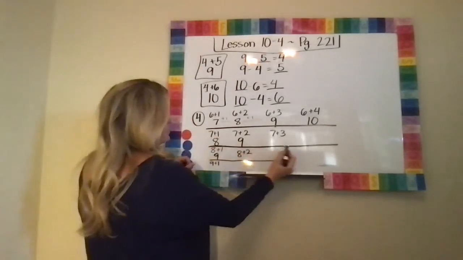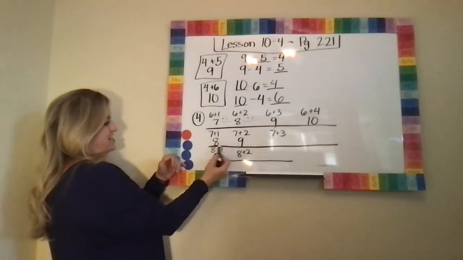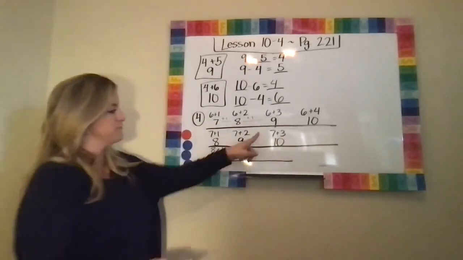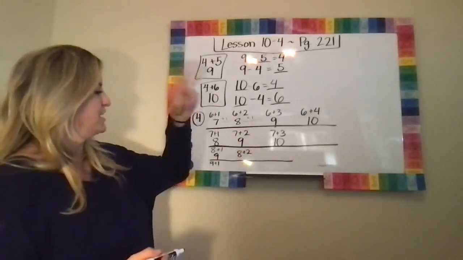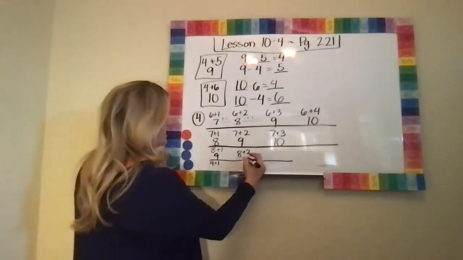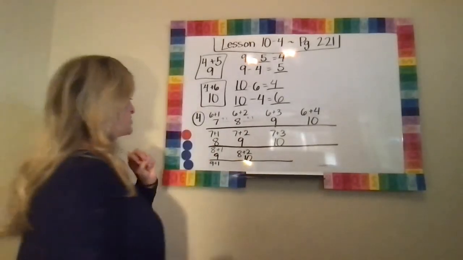So if this is getting bigger as I go this way, it's going to get smaller as it goes this way. So 1 less than 9 is 8. 8, 9, 10. Is 7 plus 3 a friend of 10? 7, 8, 9, 10. Yes, it is. 8 plus 1 is 9. 8 plus 2 is 10. 8, 9, 10. That follows the pattern.